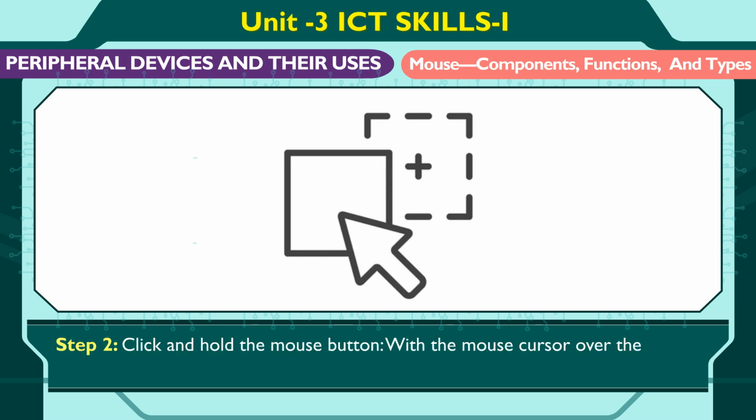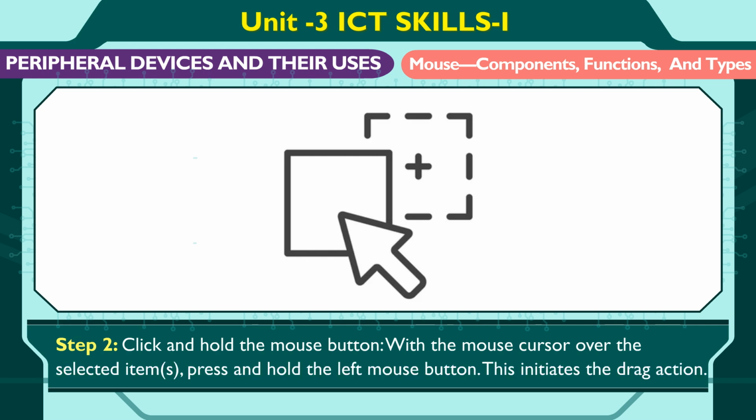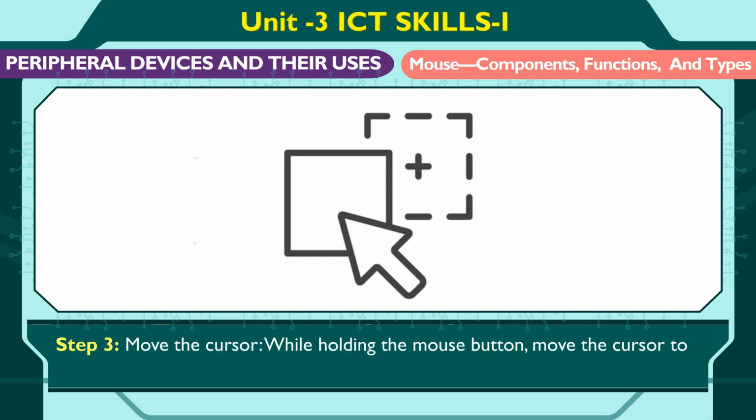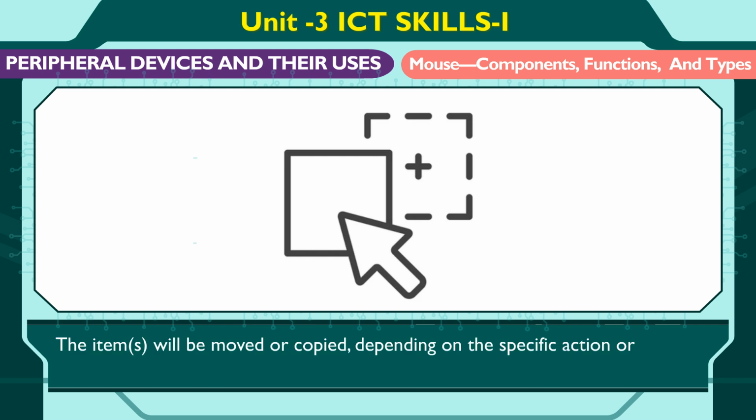Step 2. Click and hold the mouse button. With the mouse cursor over the selected items, press and hold the left mouse button. This initiates the drag action. Step 3. Move the cursor. While holding the mouse button, move the cursor to the desired location where you want to drop the items. Step 4. Drop the items. Release the mouse button to drop the items at the new location. The items will be moved or copied depending on the specific action or configuration.